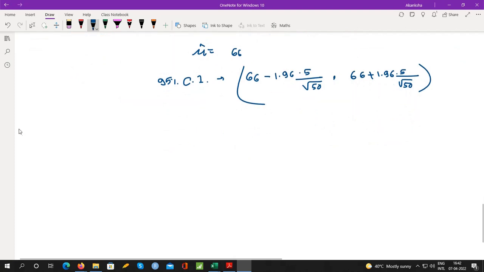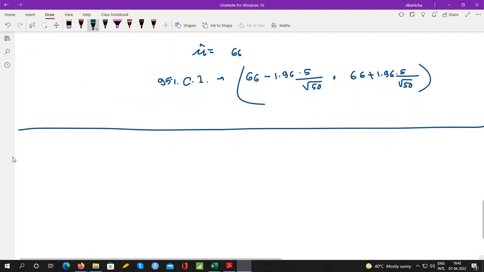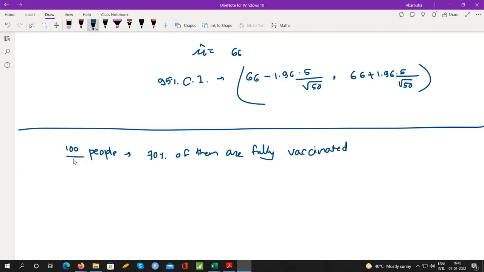Same story we have to do with proportion. So suppose we do a survey of say 100 people in Pune, randomly selected, and we observe that say 70% of them are fully vaccinated for COVID. This is on the basis of a survey of 100 people.